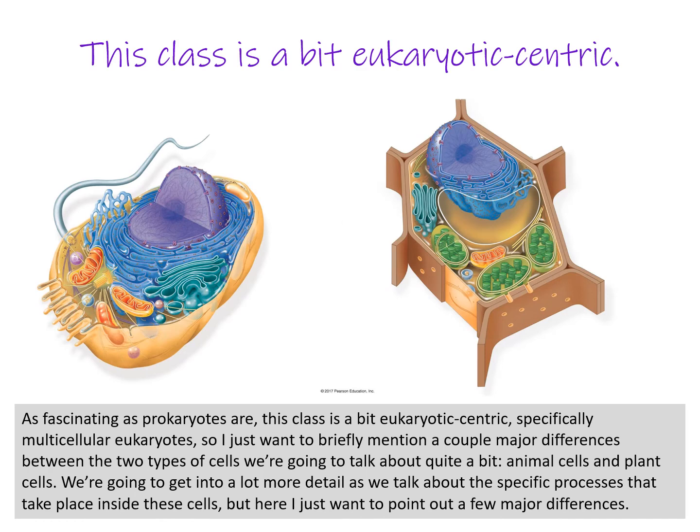As fascinating as prokaryotes are, this class is a bit eukaryotic centric, specifically multicellular eukaryotes. So I just want to briefly mention a couple major differences between the two types of cells we're going to talk about quite a bit, animal cells and plant cells. And we're going to get into a lot more detail as we talk about the specific processes that take place inside these cells, but here I just want to point out a few major differences.